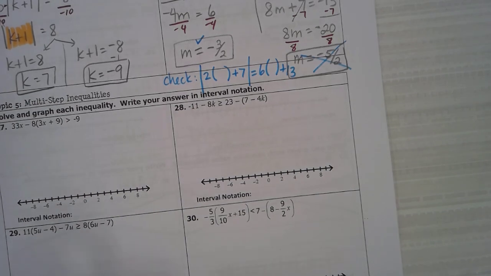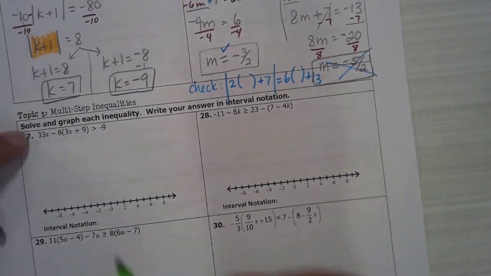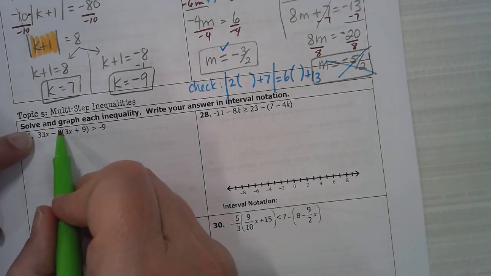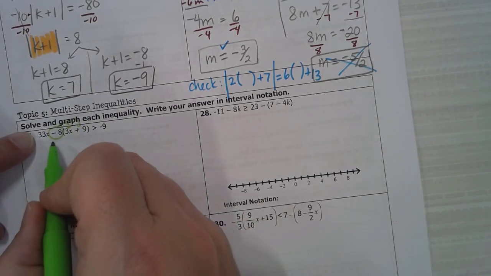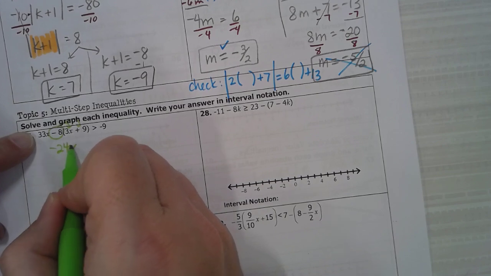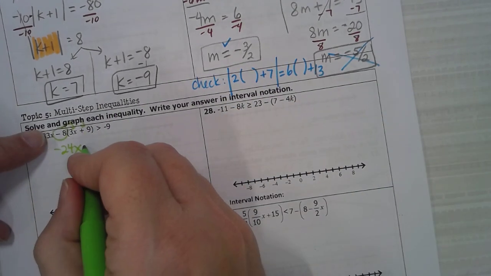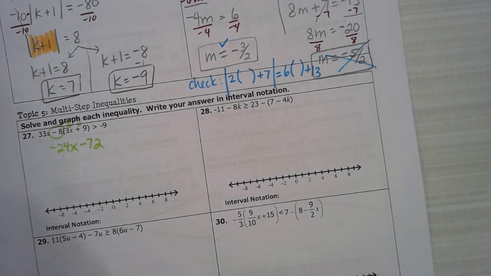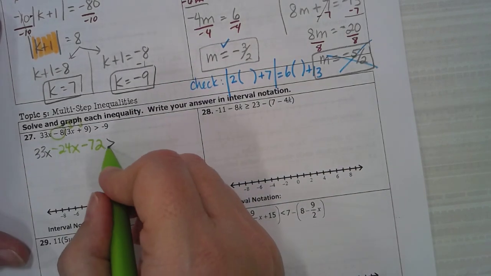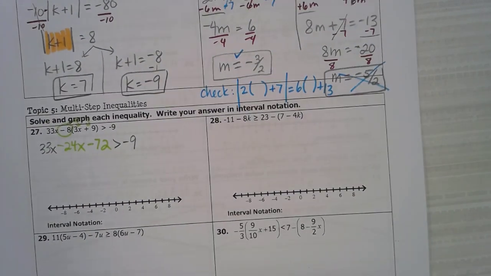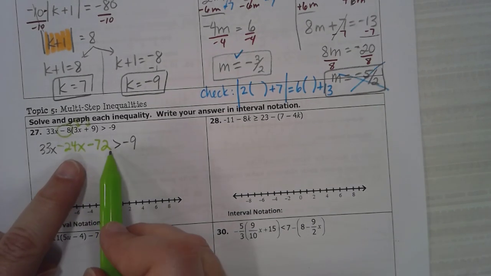So on number 27, we're going to distribute, get rid of these parentheses. So there's a negative 8. So negative 8 times 3x is negative 24x. Negative 8 times 9 is negative 72. Leave the 33x. Leave the greater than negative 9. We didn't multiply both sides by negative 8. We just distributed the negative 8. That's fine.